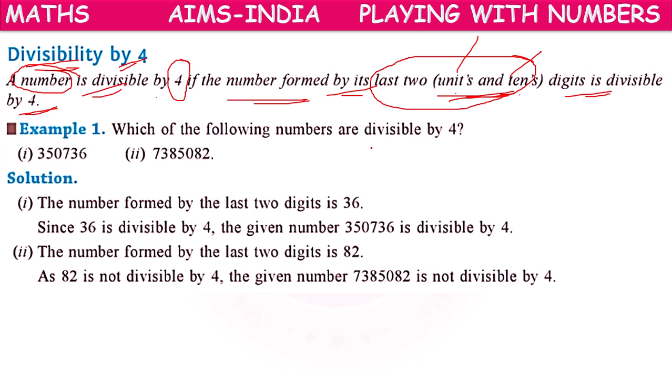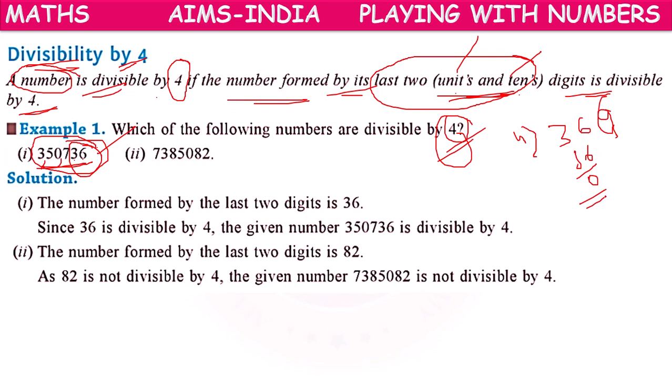Suppose in this question, which of the following numbers are divisible by 4? First one, 3,50,736. This is a big number. We want to check whether it is divisible by 4 or not. No need to divide the total number. We have to take the last 2 digits. Units digit 6, tens digit 3. So we have 36. 4 nines are 36, remainder 0. So the last 2 digits are exactly divisible by 4. So the entire number is divisible by 4.